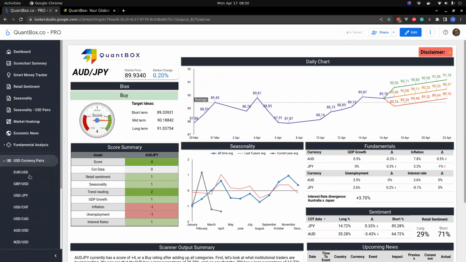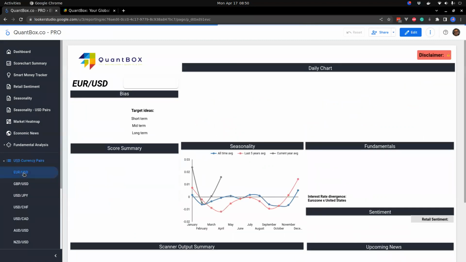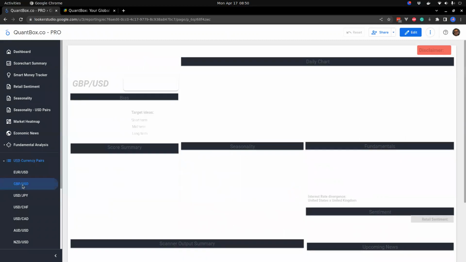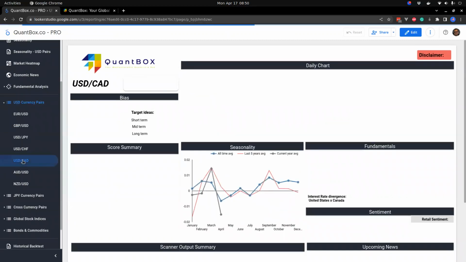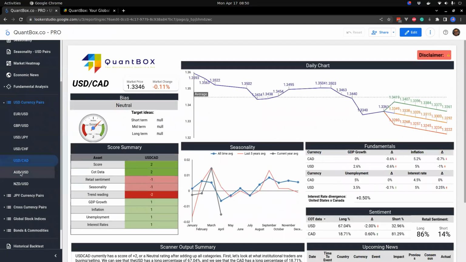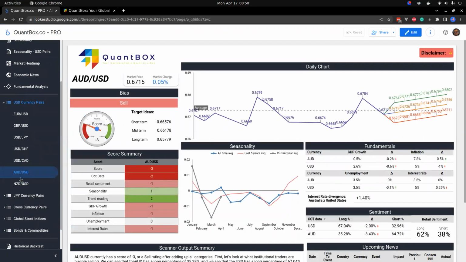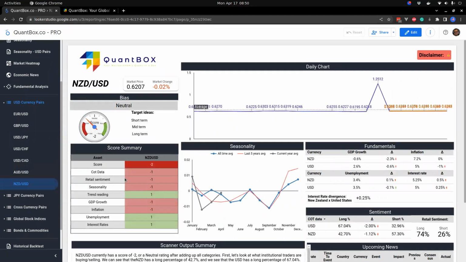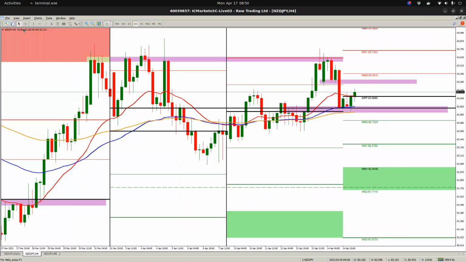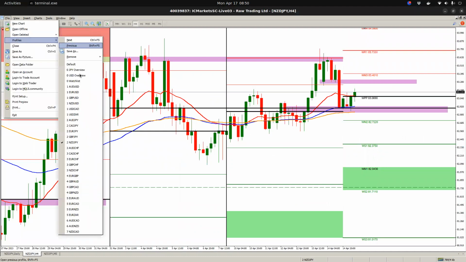Let's take a look at our dollar pairs. So dollar pairs, we've got Euro Dollar coming through neutral, Pound Dollar coming through neutral, USD CAD coming through neutral, Aussie USD coming through sell, and Kiwi Dollar coming through neutral. So Aussie USD is the only currency pair in the dollar pairs that has a bias besides neutral.